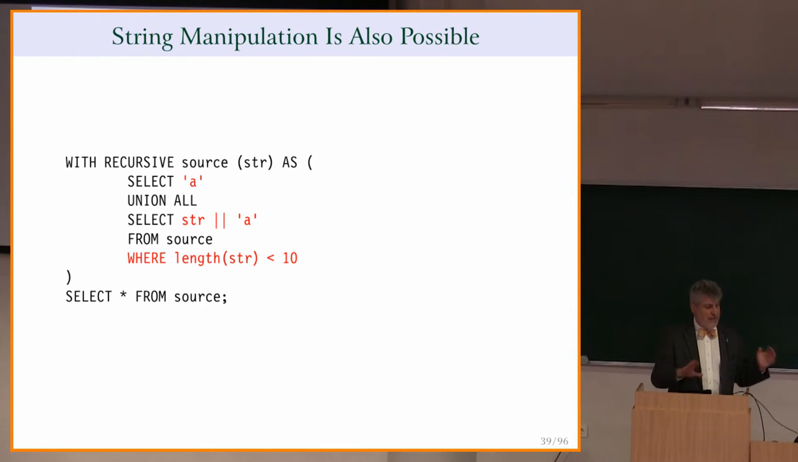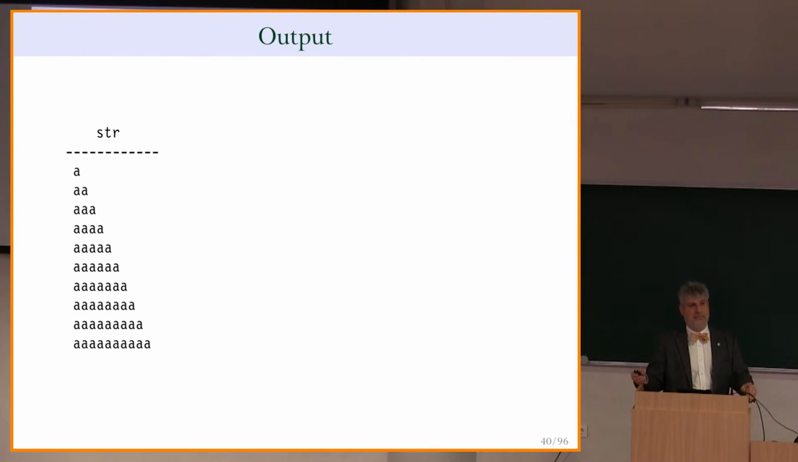Now, up until this point, I've used mostly numbers, but I can also use strings. So here's an example. I'm outputting an A, and then I'm adding an A to the end of it. So I'm concatenating an A every time, and I'm doing it 10 times. So effectively, my output becomes this. Every time I run through the cycle, I'm getting another A. Very good visually, I think.